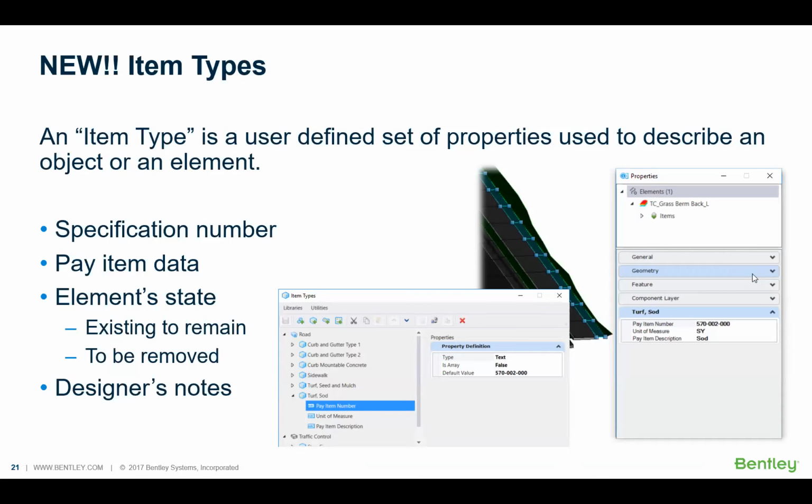Another new thing in OpenRoads is what we call item types. An item type is a user-defined set of properties that can be attached to an object. So it can be things like your specification numbers, a pay item number, the element state, or notes even.